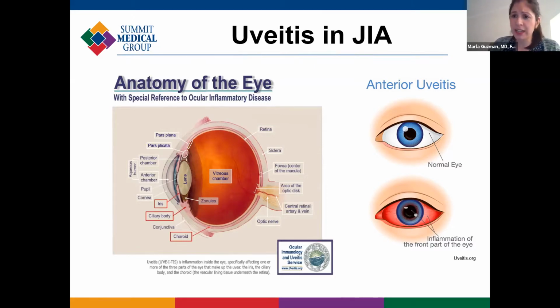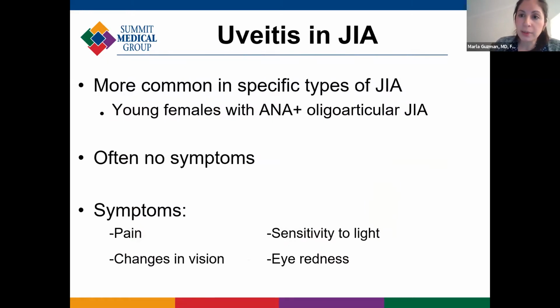Uveitis can be seen in a variety of different rheumatologic conditions, not just JIA, but there's a certain subtype of JIA that it tends to occur more commonly with, so we like to monitor for that. So it tends to be more common in young females, specifically under the age of 6, who have a positive ANA antibody and have oligoarticular juvenile idiopathic arthritis. So these children need to see an ophthalmologist right away to rule this out.